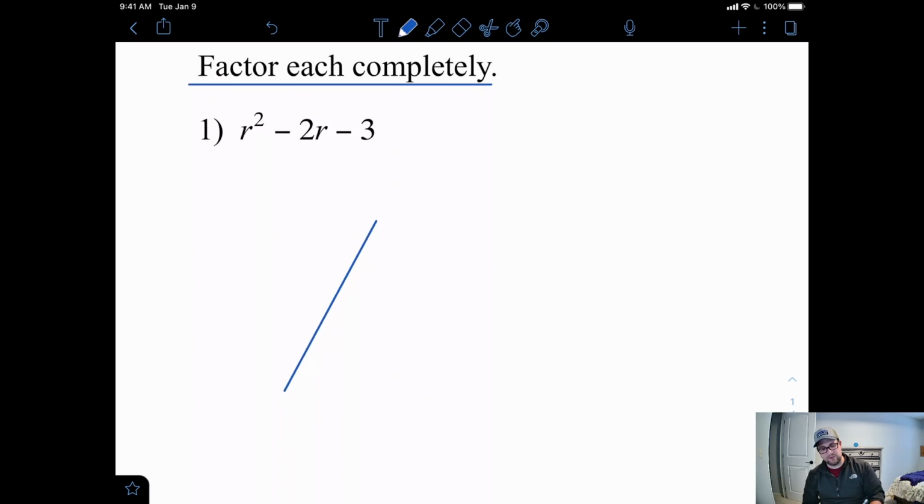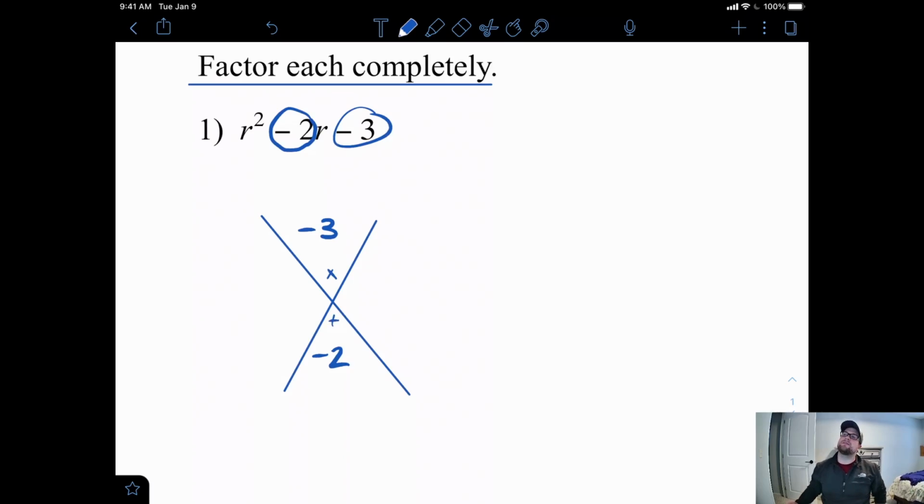is by making an X. I'm going to take whatever number is at the very end there. Notice how I took the negative because that sign goes with the 3. And I'm going to take whatever number is in the middle and put that on the bottom. Now, when we do this, just like before, we're looking for two numbers that multiply to give us -3 that are going to add to give us a positive 2. Or, I'm sorry, a negative 2.